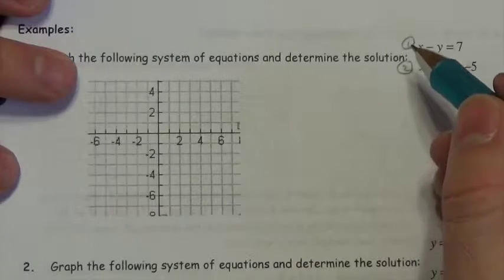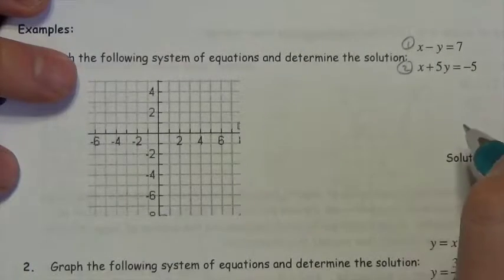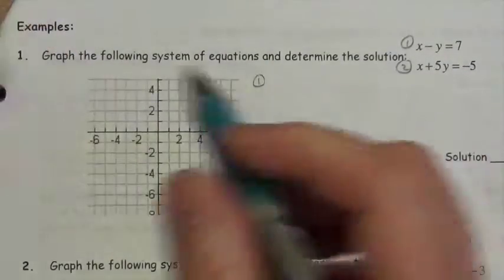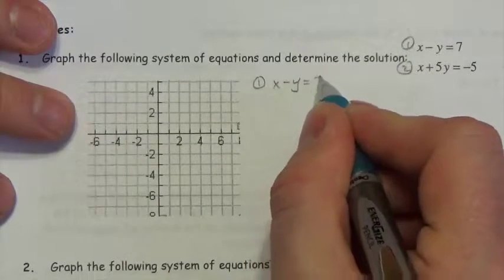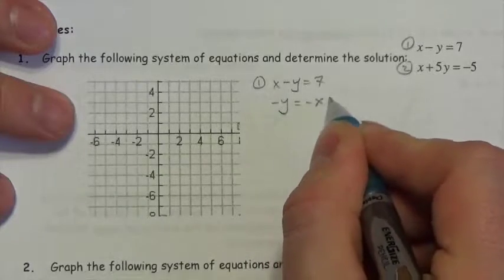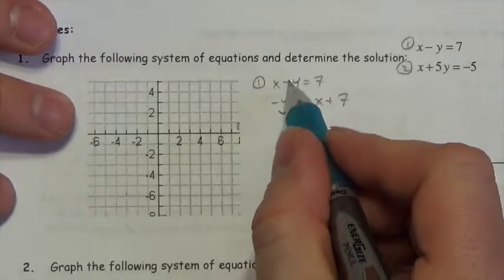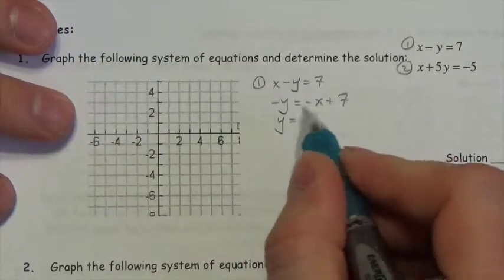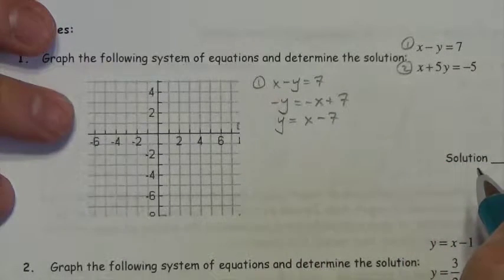One of the things they do is label these equations with numbers in circles, so you recognize those are the labels. For the first equation, number 1, I'm going to isolate the y. So x minus y equals 7. I'll bring the x over, so negative y is equal to negative x plus 7. Remember that when I move the x over, it changes signs, but the y stayed negative because it didn't move. I'll divide by the negative, and I'll get y equals positive x minus 7.